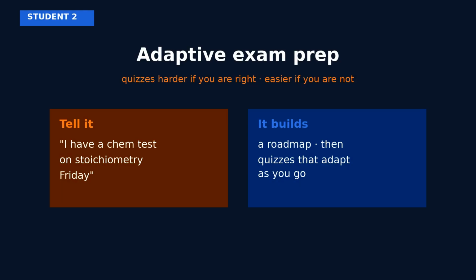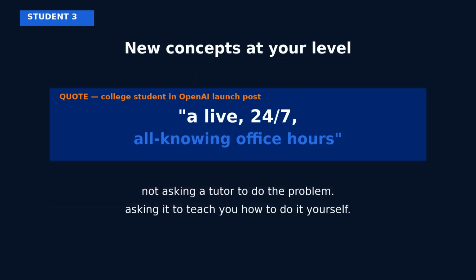Now, the integrity question, the honest version. ChatGPT can be used to cheat. It can write your essay, do your homework, generate your discussion post. Pretending otherwise is silly. But three things matter. 1. Study mode is built specifically to resist that. 2. Teachers are getting better at spotting AI written work. And more importantly, designing assignments that AI can't shortcut.